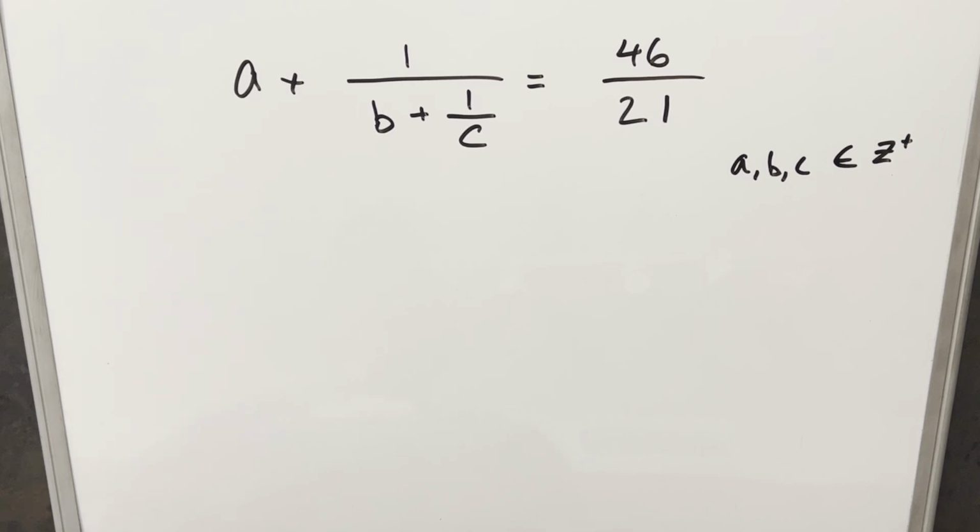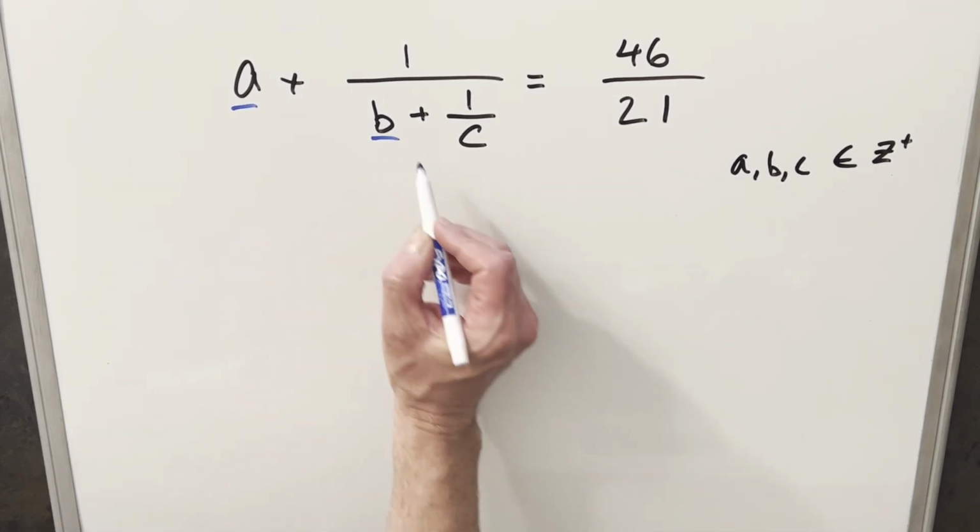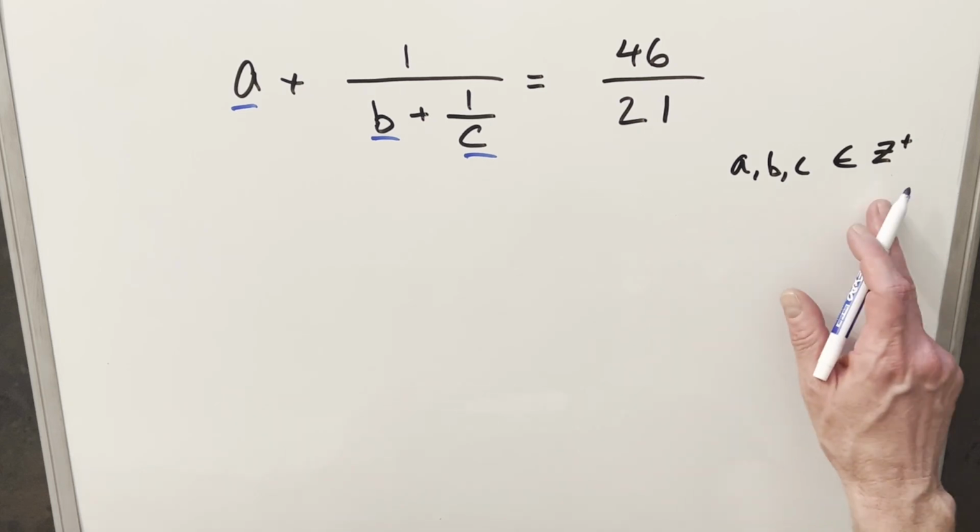Okay, doing something really different today. We have this problem on the board. We have a plus 1 over b plus 1 over c equal to 46 over 21. And we want to solve for these values a, b, and c, where a, b, and c are positive integers.